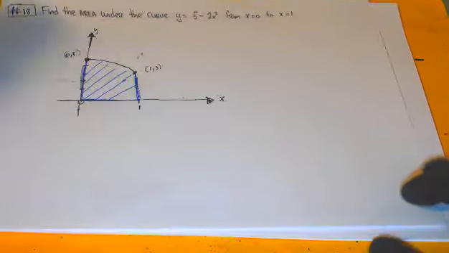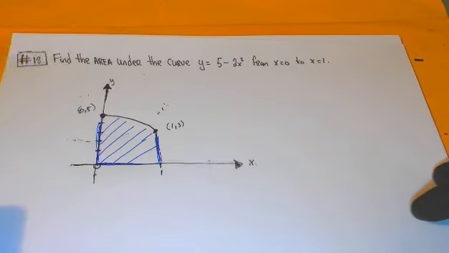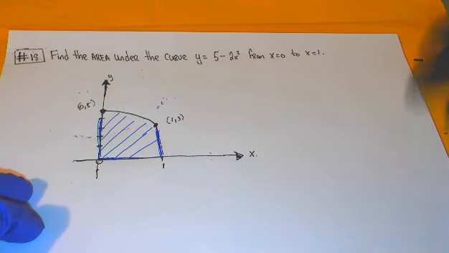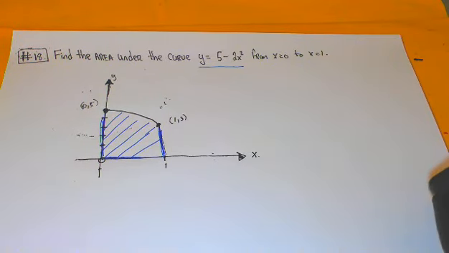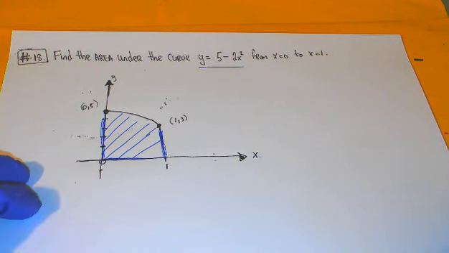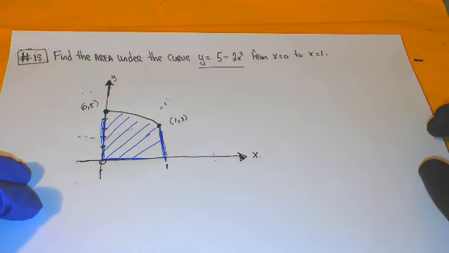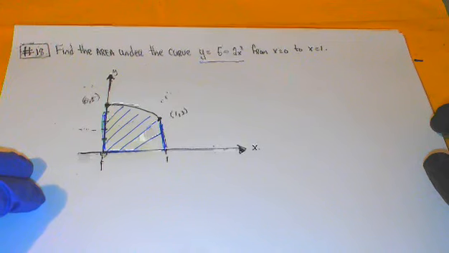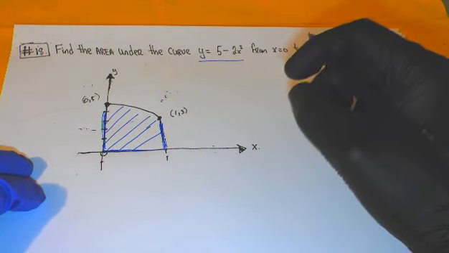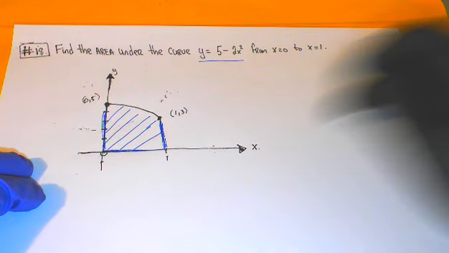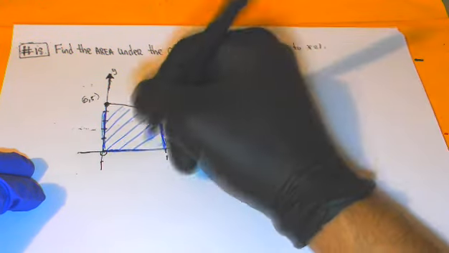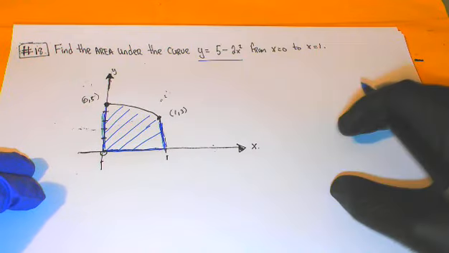So, problem number 18, just to fast forward things a little bit, I sketched the region already, and now we just have to compute it. Number 18 states to find the area under the curve y equals 5 minus 2x squared. It's a quadratic, from x equals 0 to x equals 1. What we want to do is find this area underneath this curve that is above the x-axis, so this region is definitely going to be a positive result.